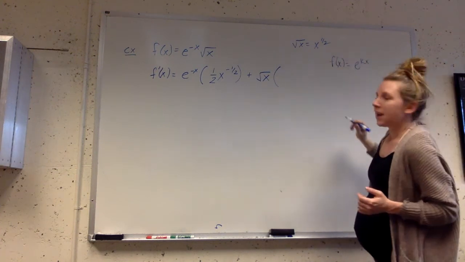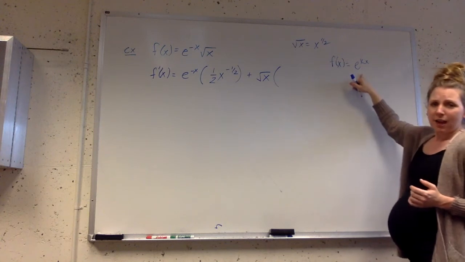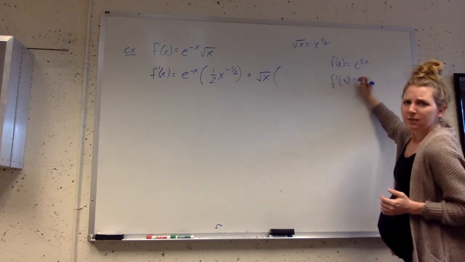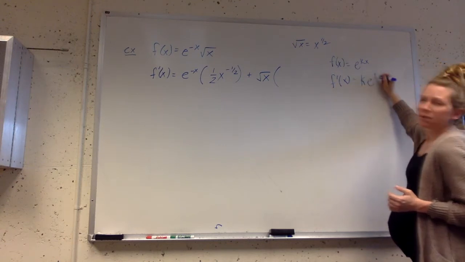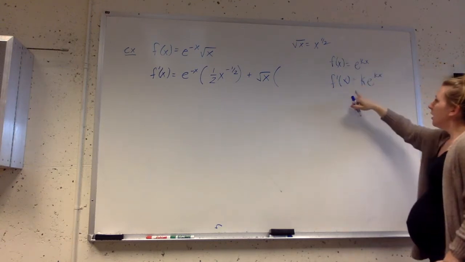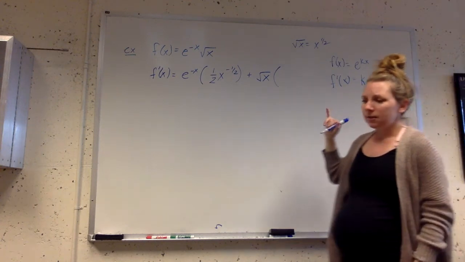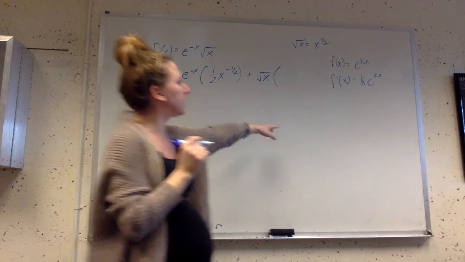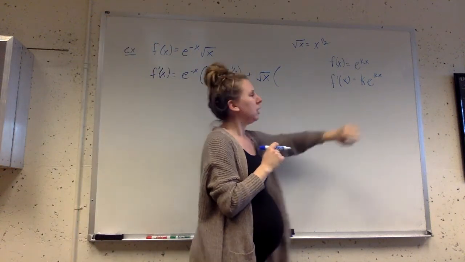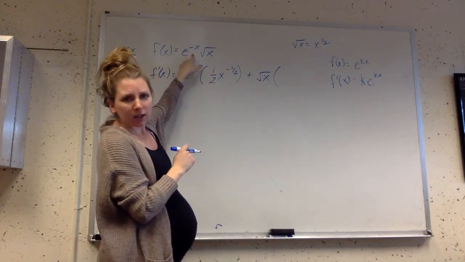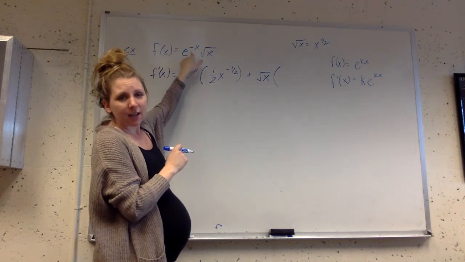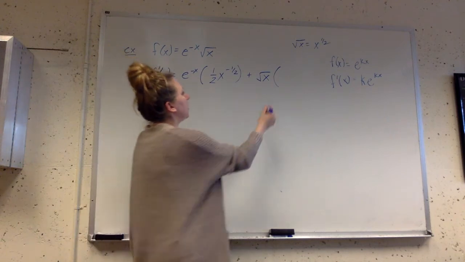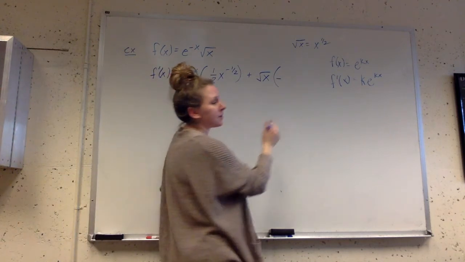So we'll just go off to the side here. f of x equals e to the kx, f prime of x is going to be equal to k e to the kx. And next week we're going to learn something called the chain rule, and so we'll get more in depth as to why this is true. But for now, here e to the negative x, it's like our k is -1. So the derivative of e to the negative x is going to be minus e to the minus x.